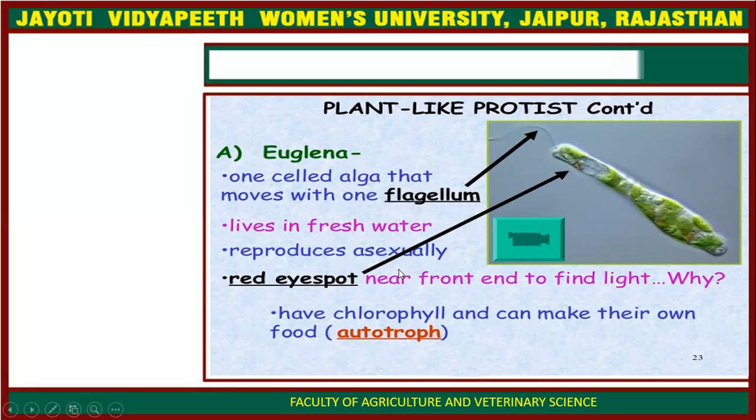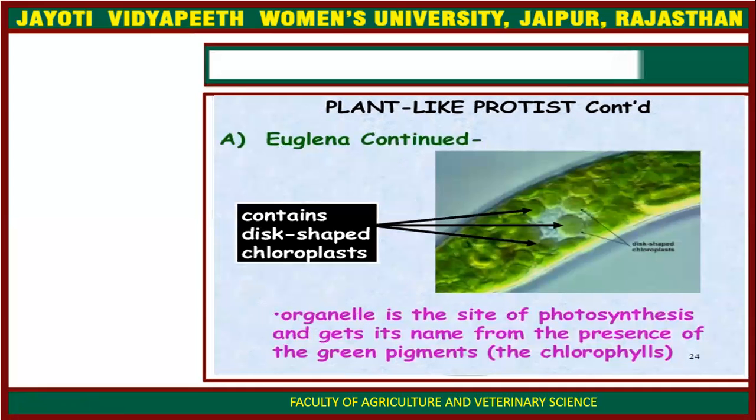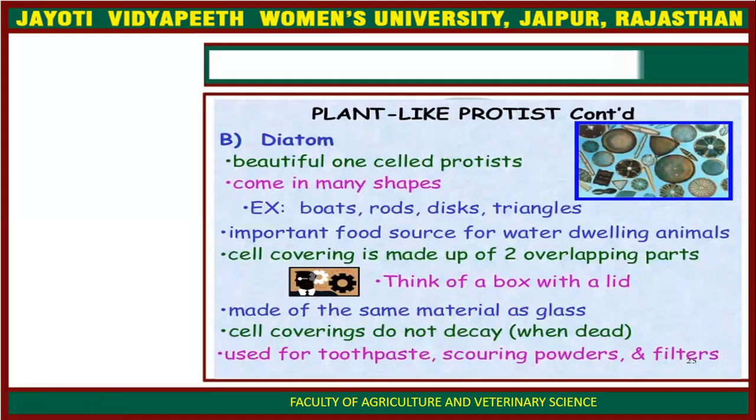They live in fresh water. They reproduce asexually. A red eye spot is also found. They have chlorophyll and can make their own food. They are known as autotrophic. This is the chloroplast, which is found in the euglena, which helps in the photosynthesis process, and these green pigments help in their food production.